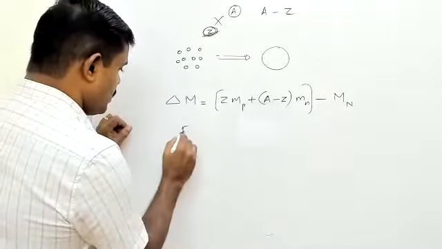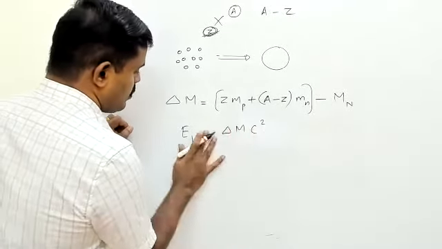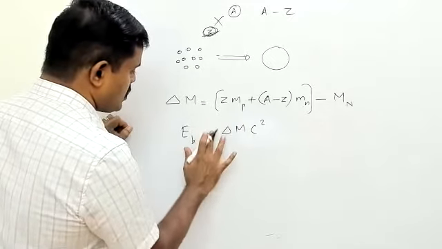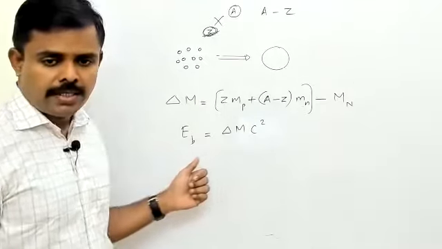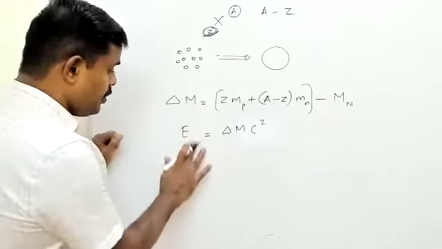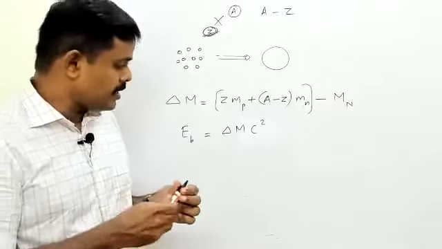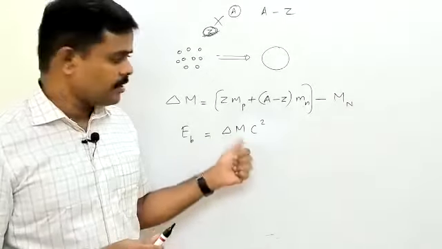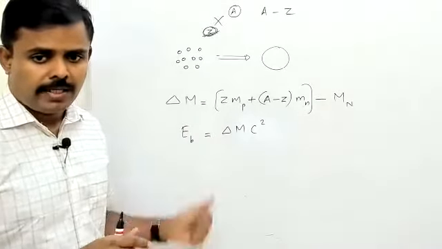So how do you find binding energy then? Binding energy is delta m c square, because energy is mc square according to Einstein's principle of mass energy equivalence. According to Einstein's principle of mass energy equivalence, binding energy is delta m into c square. So there can be a numerical here as well.